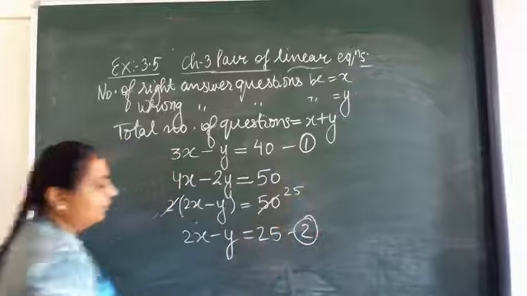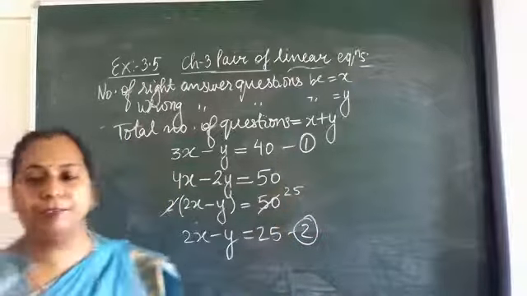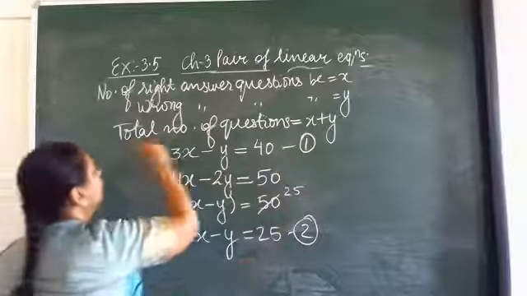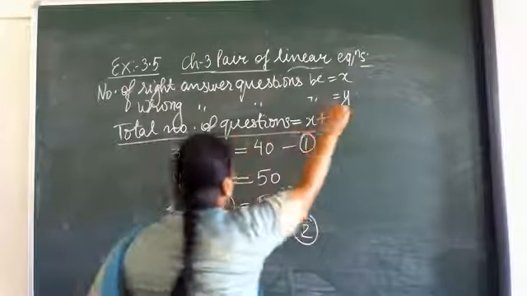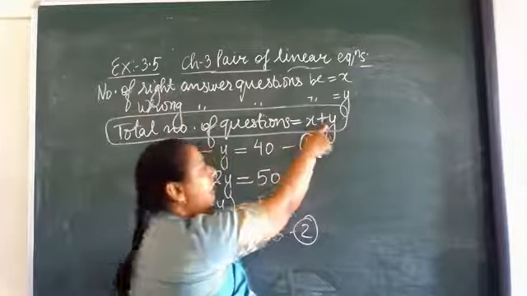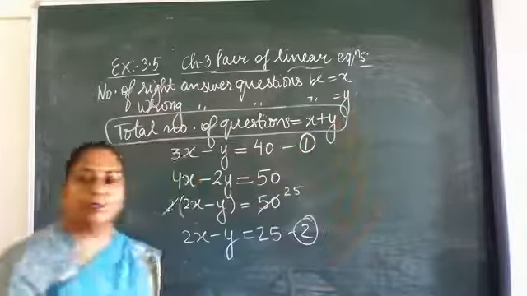Now solve equations 1 and 2 by any one method, finding the values of x and y. And then the value of x plus the value of y is equal to the total number of questions. Clear?